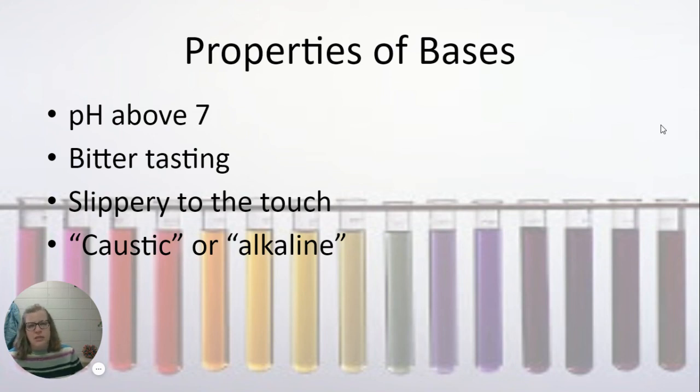Okay. And then other terms to describe bases is you'll hear the term caustic thrown around, and caustic just means it's going to potentially dissolve things as well, but it's talking about a base versus an acid. Acids are corrosive, bases are caustic. And you also hear the term alkaline thrown around. So alkaline is just another fancy word for basic.